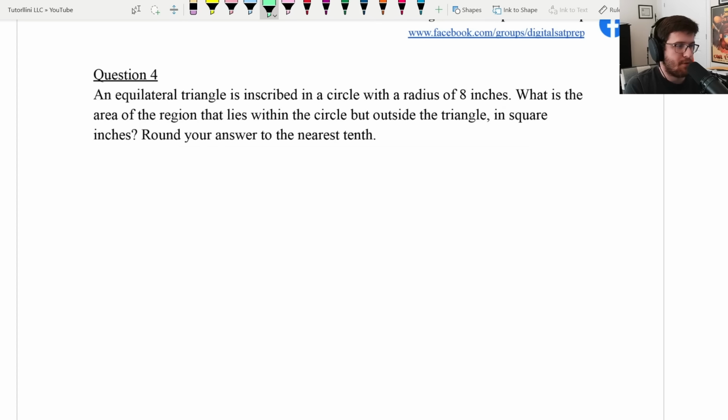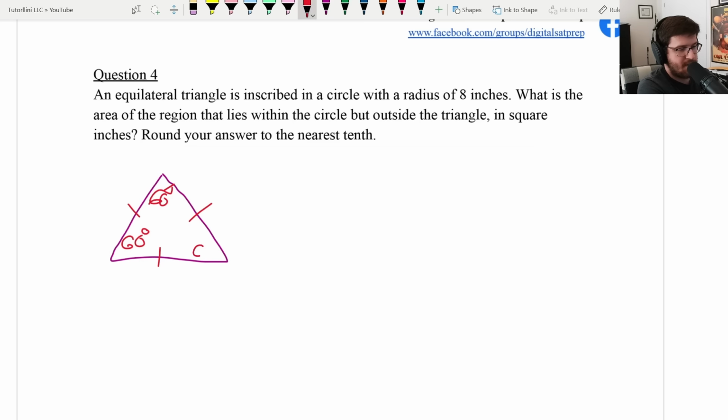Okay, question number 4. It says we got an equilateral triangle inscribed in a circle. We'll go over what that means in a second. Why don't we just quickly go over the important facts about an equilateral triangle so we're all on the same page. An equilateral triangle, I should have a video coming out on this soon, has all congruent sides, and all the angles are 60 degrees, so 60, 60, 60. So it looks like that.